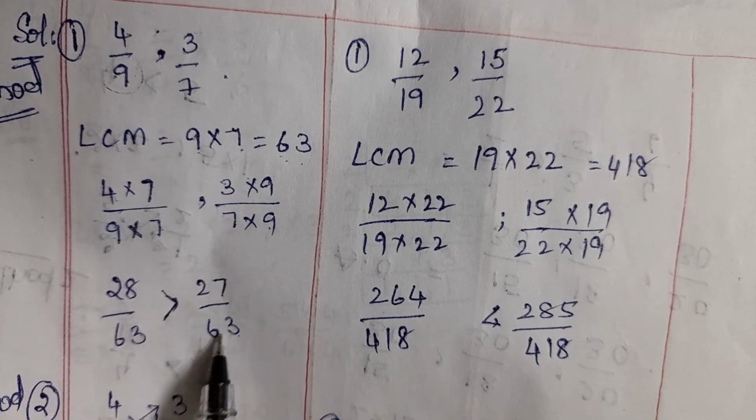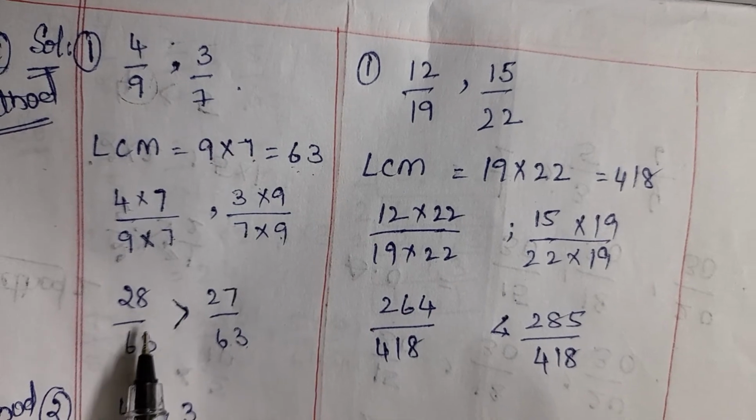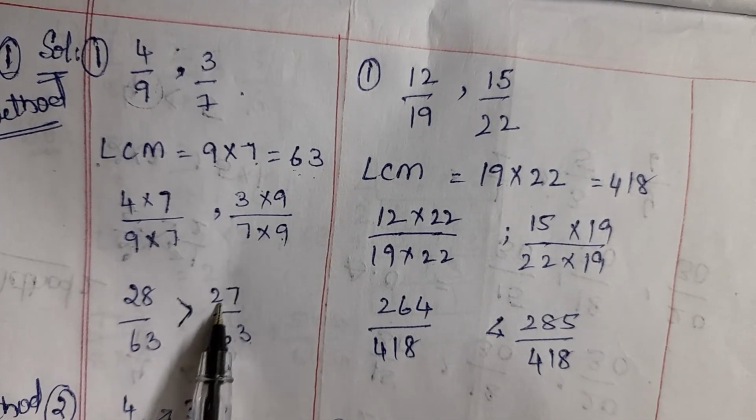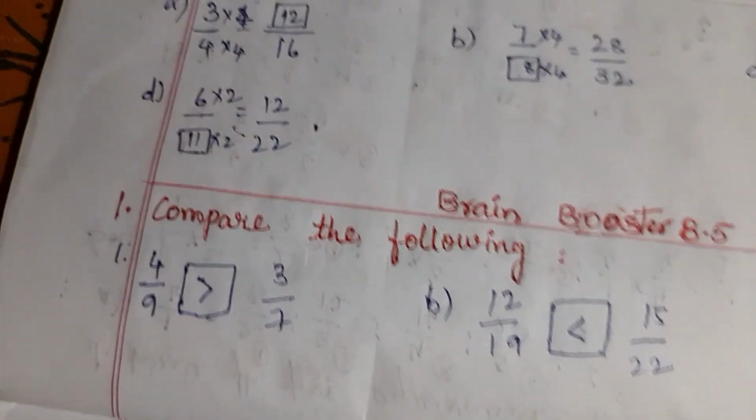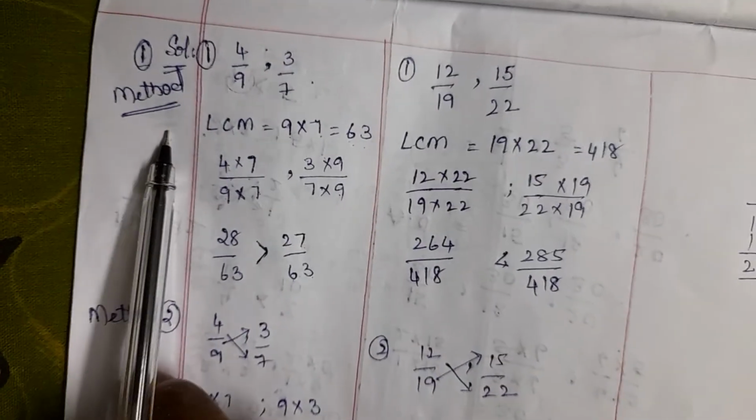So when we have like fractions, it is easy for us to find which one is greater. Now 28 is greater than 27. Okay, so we can mark greater than symbol. So this is the first method.